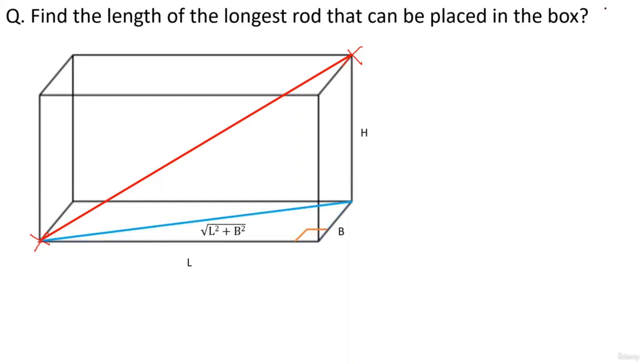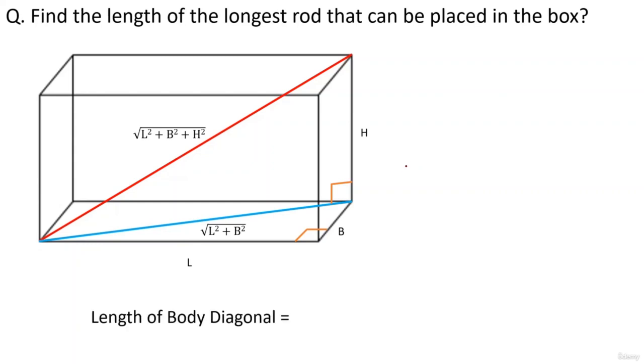एक और right angle triangle बन रहा है, guys, यहाँ पे. Can you observe this? I think you can. The red colored right angle triangle, जिसका एक side is root of L square plus B square, this one, and the other side is H. Apply Pythagoras theorem. The hypotenuse is square root of L square plus B square plus H square. This is called the body diagonal.